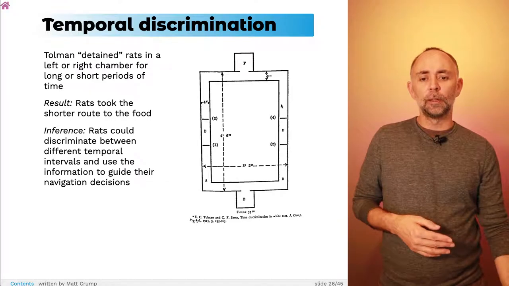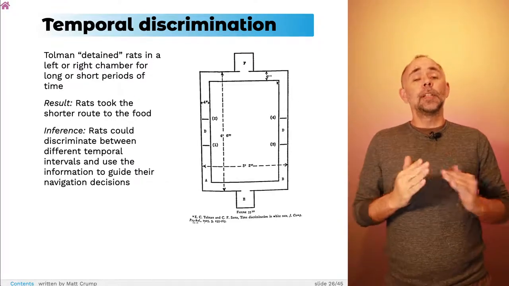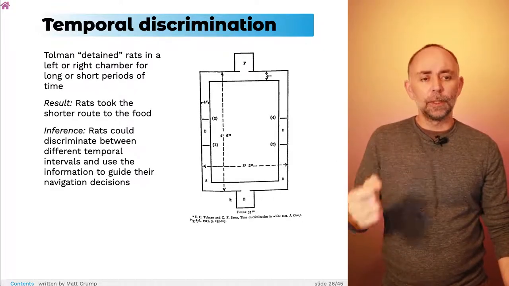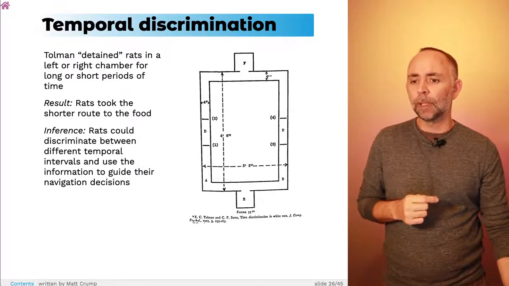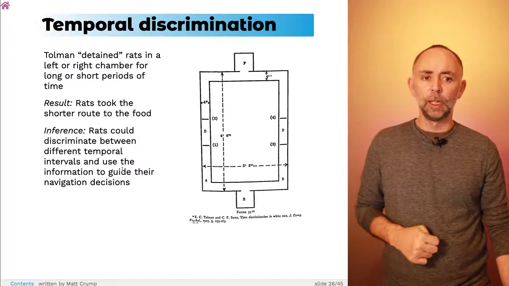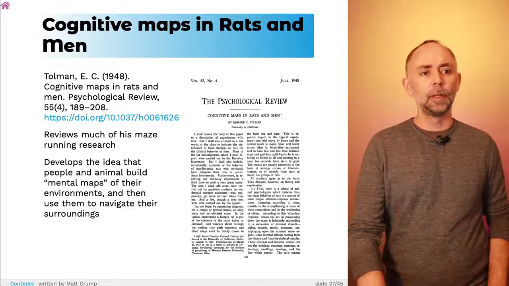The one they choose is not the shortest physical distance here; it's the one that in their previous training had the shortest temporal delay. So this suggests that rats can discriminate between temporal intervals and use this information to guide their navigation decisions.